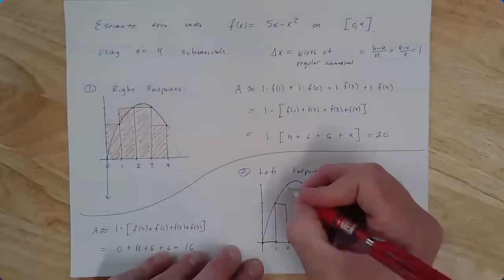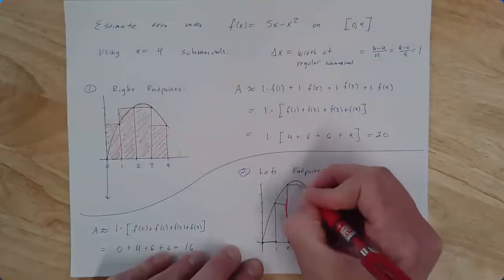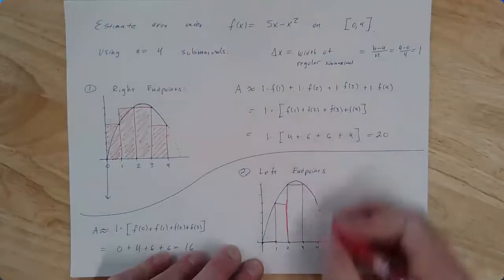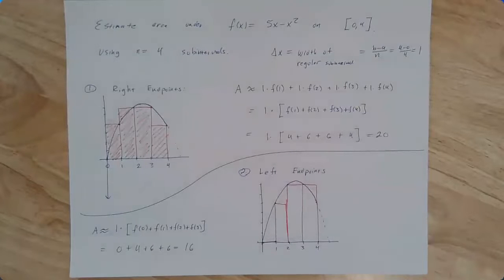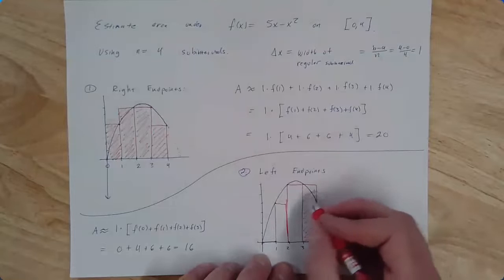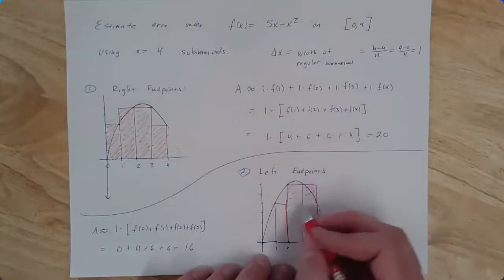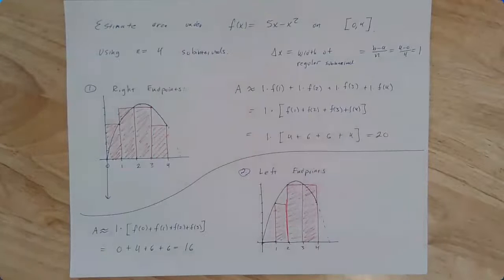From 2 to 3, we're using the left endpoint here. Let's give this a height of 6. And from 3 to 4, we're using the left endpoint as well, which is giving us that rectangle there. So here's the area we're approximating, or I say, here is our approximation of the area under the curve. And that is probably an underestimate.